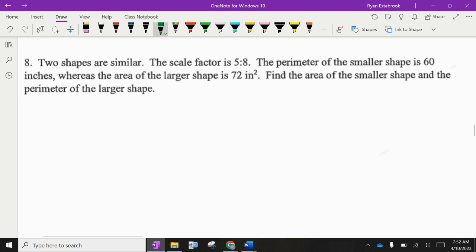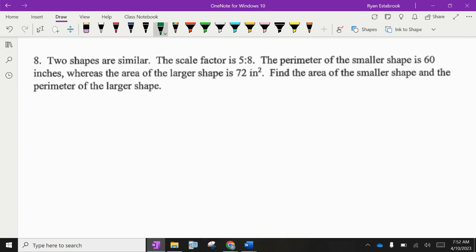Let's do one more, and that's going to be this number 8. Go ahead and take a look at it. I'll give you a chance to read it, see what you can set up for this one. There is no drawing given. They're just telling us that there are 2 shapes. So can you set up some proportions and see if you can solve for the 2 unknowns?